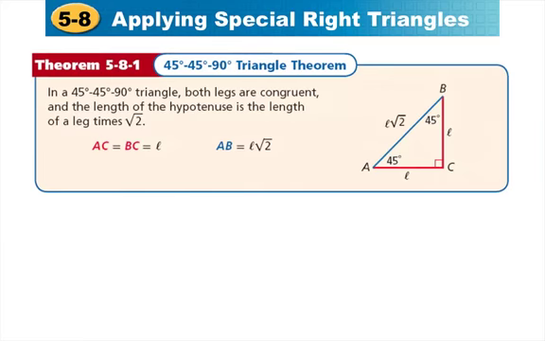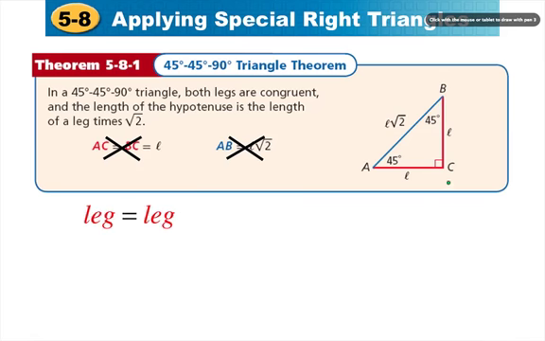This is Theorem 5.8.1, or 45, 45, 90 triangle theorem. I'm going to ask you to refer to this portion of the formula. You can read this. It's basically the same thing as what you see here. But I'm actually going to cross this out. And I want you to look at the following.